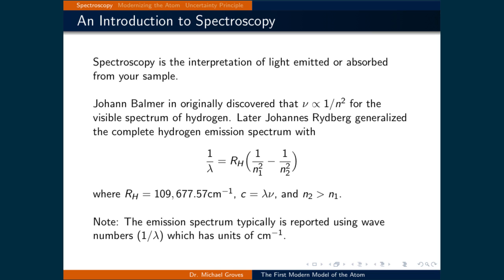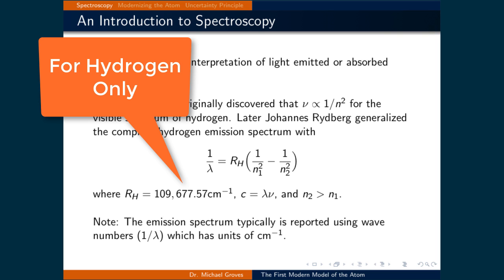This was later generalized so that the complete spectrum emitted by hydrogen can be determined using the Rydberg equation, which is stated as 1 over lambda is equal to the Rydberg constant times 1 over n1 squared minus 1 over n2 squared, where the Rydberg constant is 109,677.57 inverse centimeters. Other key points to note is that the speed of light is equal to lambda times nu, and that n2 must be bigger than n1, so that we always have a positive number for 1 over lambda. This Rydberg constant is for hydrogen only.